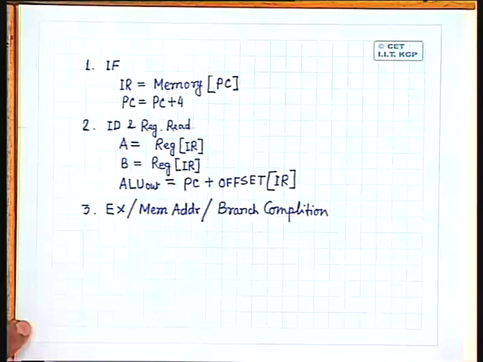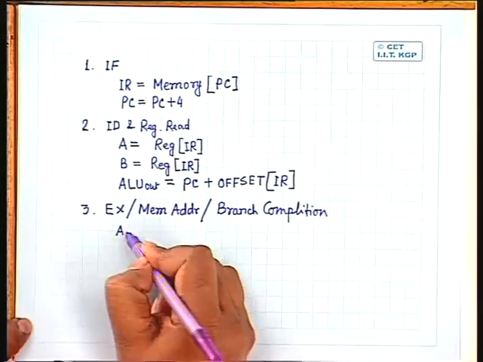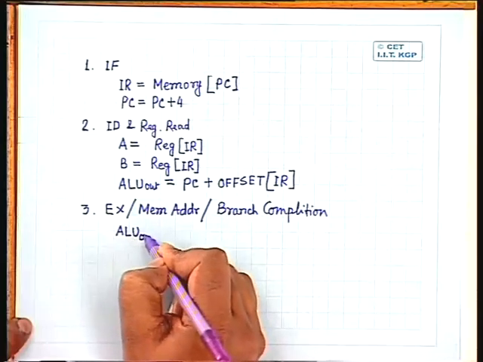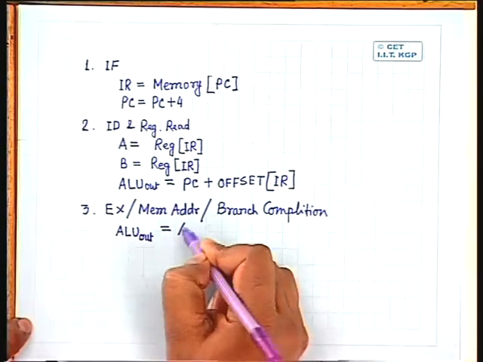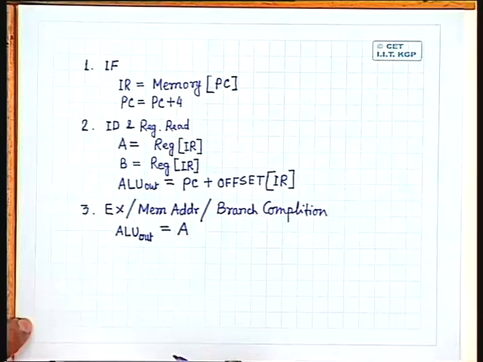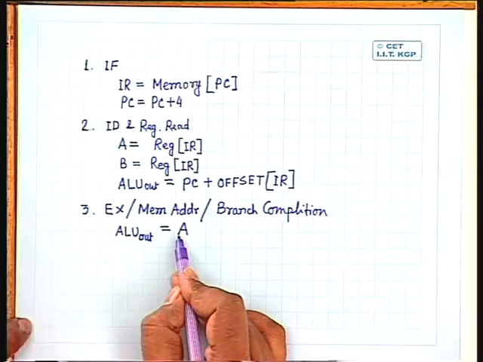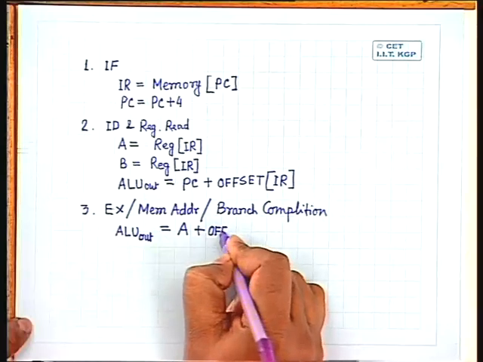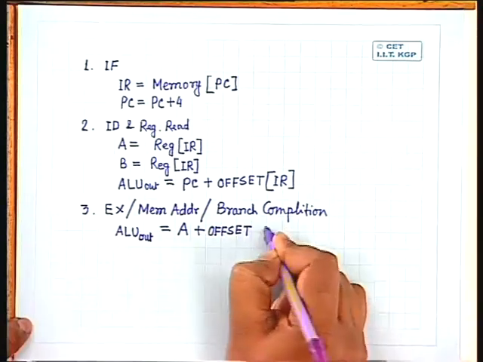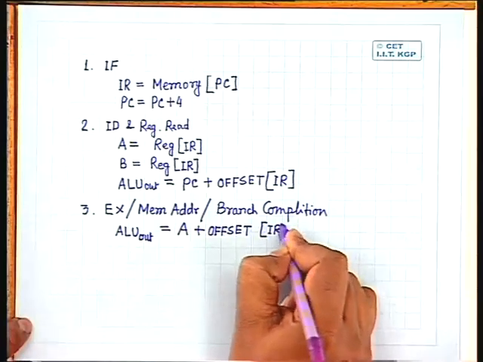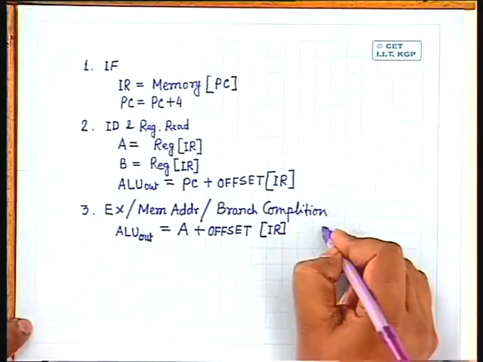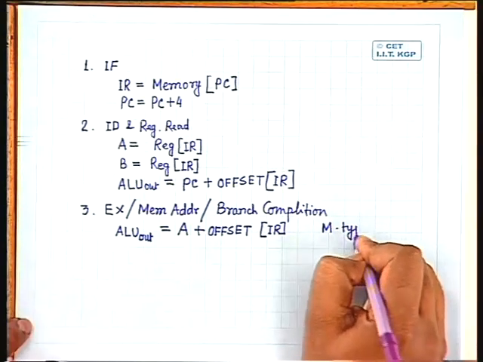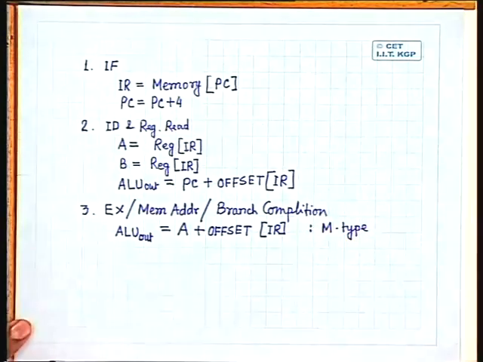So if it is an M type instruction, memory type instruction, in that case what we have to do is calculate the memory address. Okay. So in that case, the ALU out will be simply register A, because for calculation of the memory address, this will become the base address, plus the offset which comes from the instruction register. And this has to be done if the instruction is a memory type instruction.